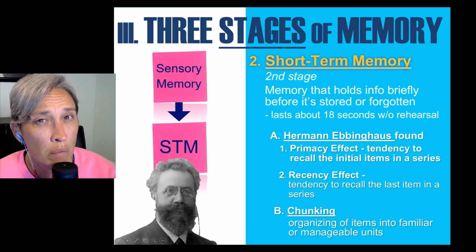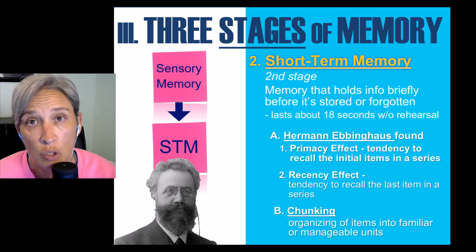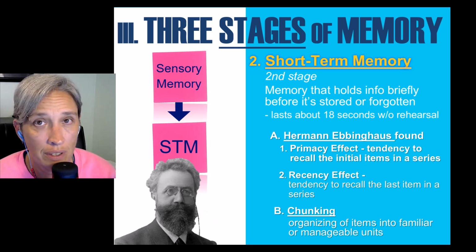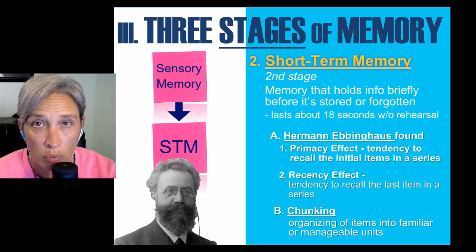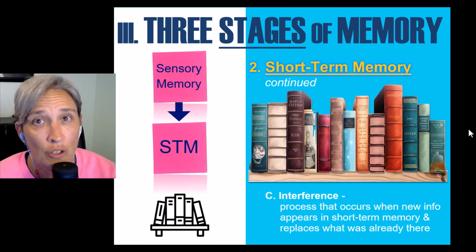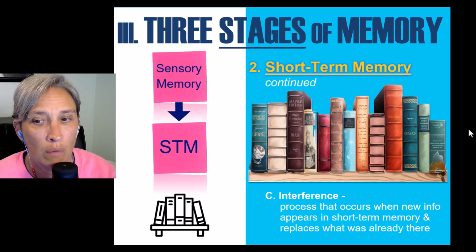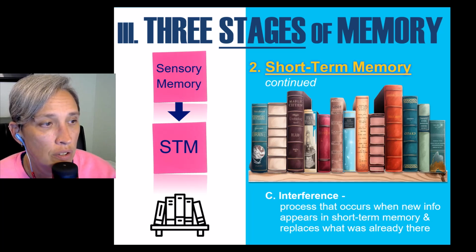What makes short-term memory a little bit more durable is using things like chunking. Now, I know that your teachers use chunking with you because we organize items into familiar or manageable units, much like lesson 1, lesson 2, lesson 3. We don't overwhelm you with loads of information because we know that being experts in learning and teaching, organizing the small manageable units is less overwhelming to your short-term memory. One thing that prevents us from putting things from short-term into long-term memory is interference. And interference is the process that occurs when new information appears in short-term memory and replaces what was already there. It comes in various packages.